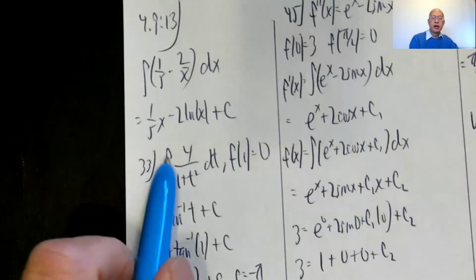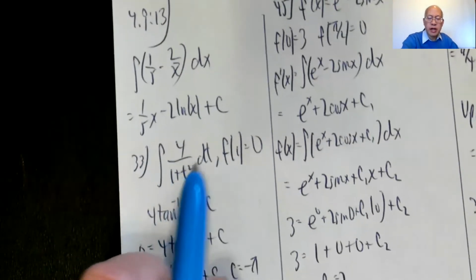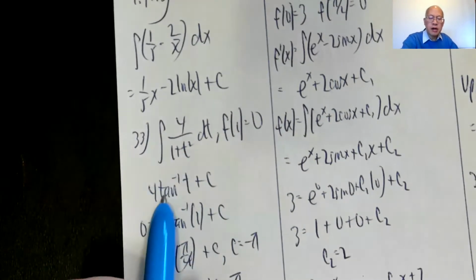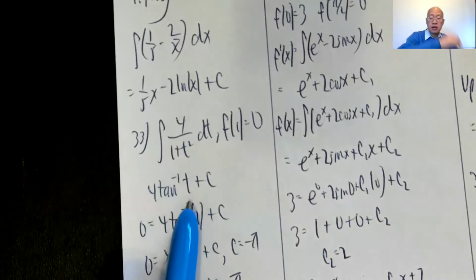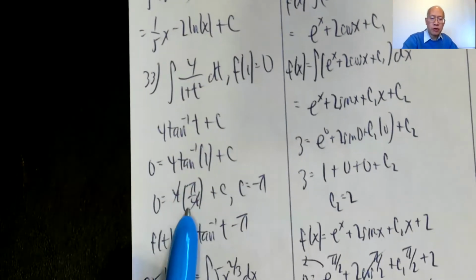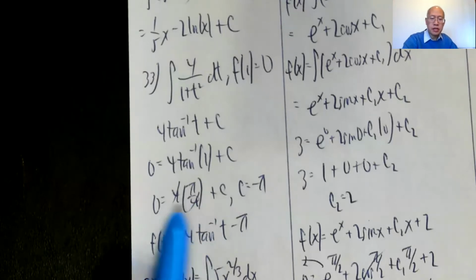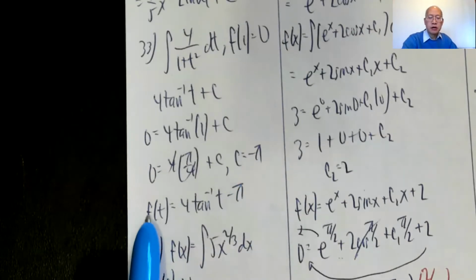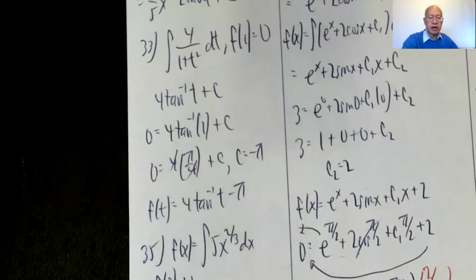33 from 4.9, integral of 4 over 1 plus t squared, f of 1 is 0. So this is 4 arctangent, inverse tangent of t plus c. Plug in 1, I get 0. Inverse tangent of 1 is pi over 4. 4's cancel out. Pi plus c is 0, so c is negative pi. So f of t is 4 inverse tangent of t minus pi.